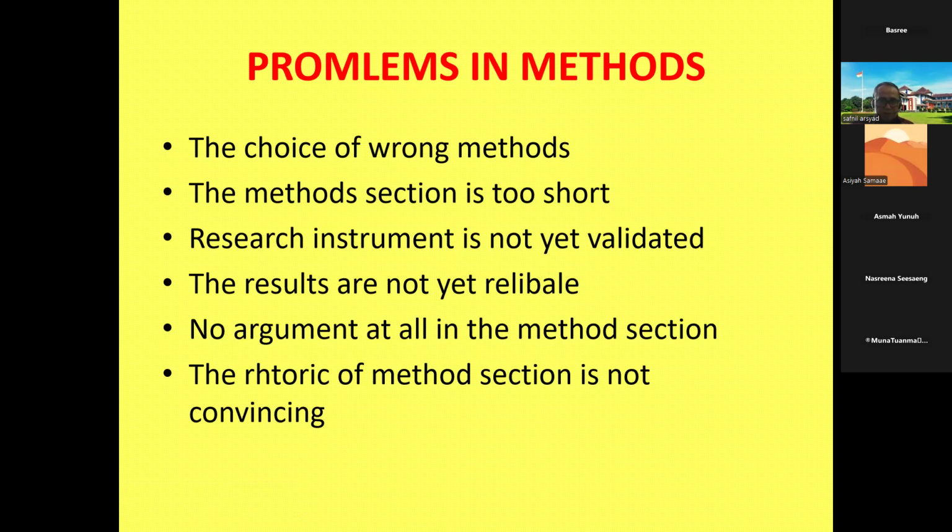No argument at all in the method section. This is also a belief, that research method is not argumentative, but it has to be, because readers want to know why you choose a particular research method. For example, if you choose qualitative, why qualitative? If you choose quantitative, why quantitative? If you choose a mixed method, why mixed methods?